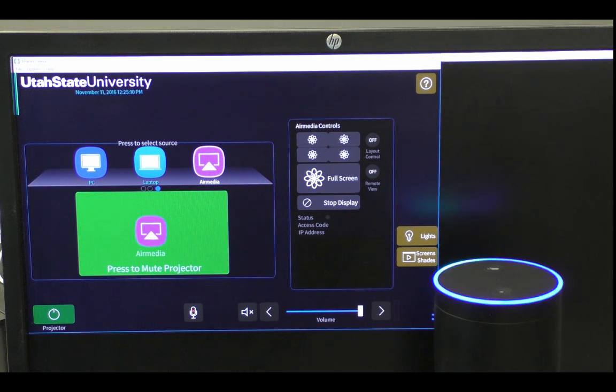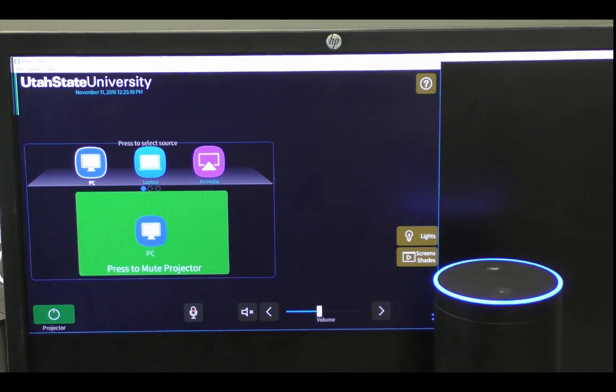Set the volume level to 50. The volume level has been set to 50. Set the source to PC. The source is PC. Turn the projector off. The projector is off.